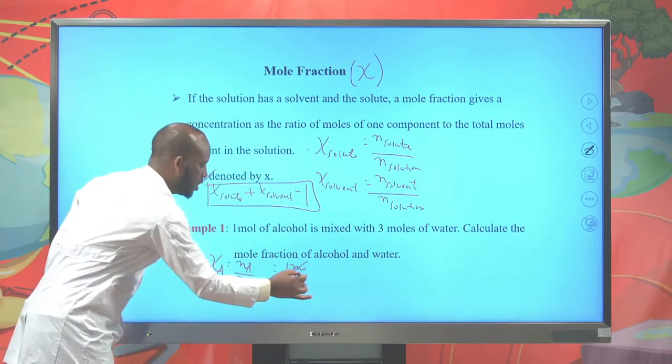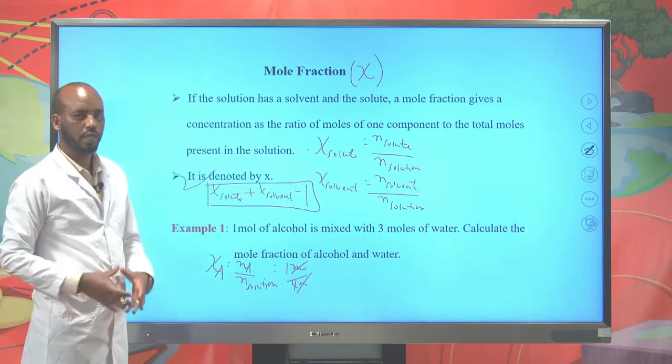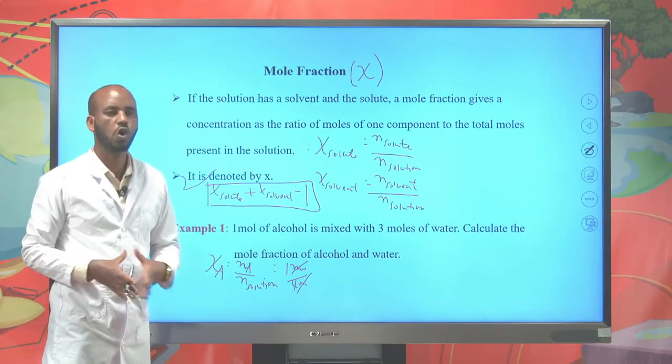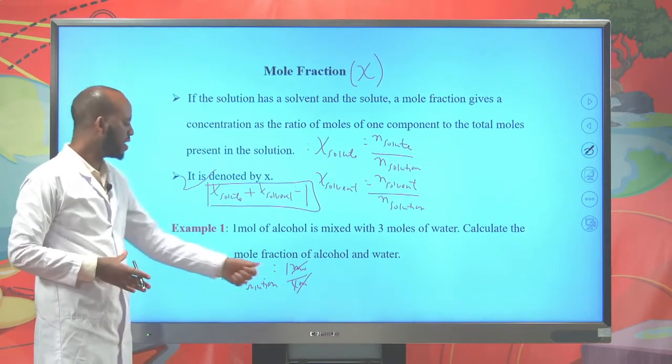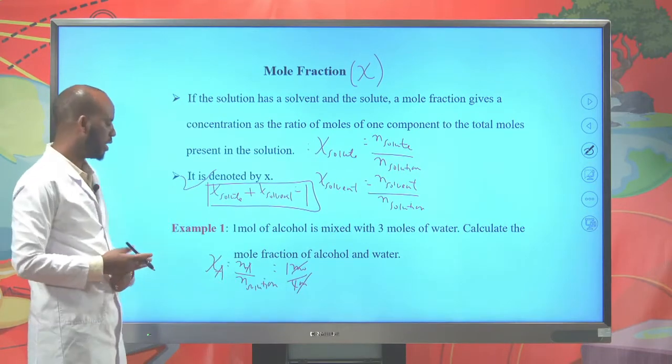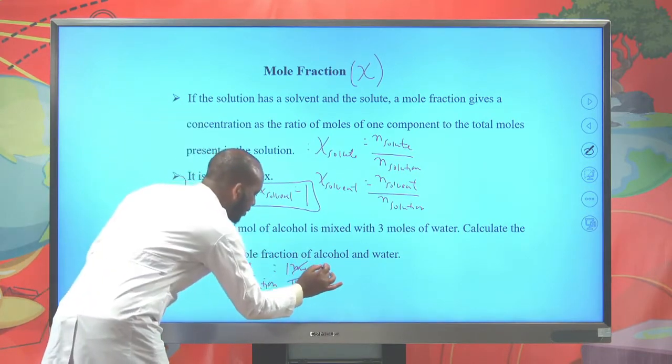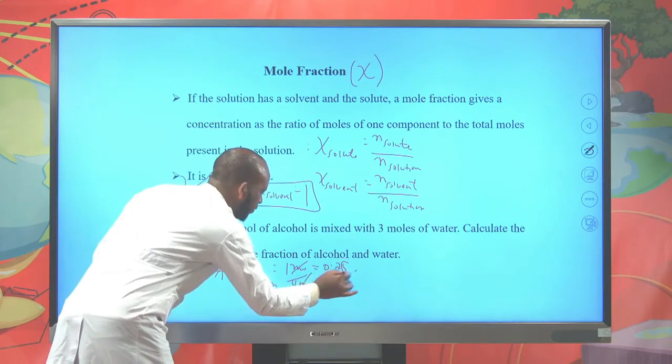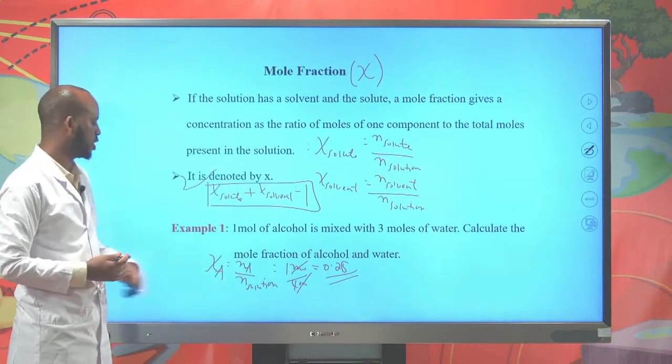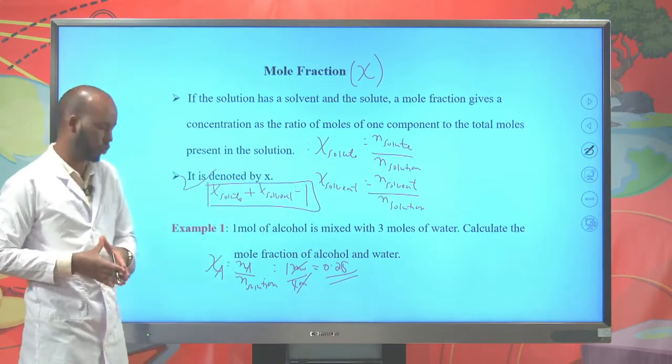Mole will be cancelled by mole. Therefore, mole fraction has no unit. 1 divided by 4 is 0.25. This is the mole fraction of alcohol in this solution.